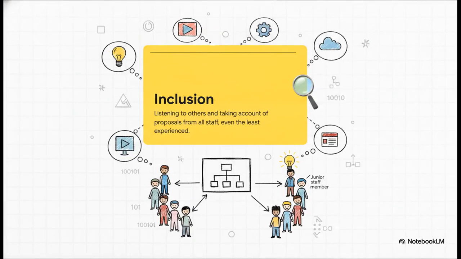Pillar number 3 is inclusion. People tend to contribute much more effectively when they feel like others are actually listening to them. It's so vital to develop a working environment where all views are considered. And yes, that includes proposals from the absolute least experienced, most junior staff members on your team. Great ideas can literally come from anywhere, and an inclusive manager is always actively seeking them out.